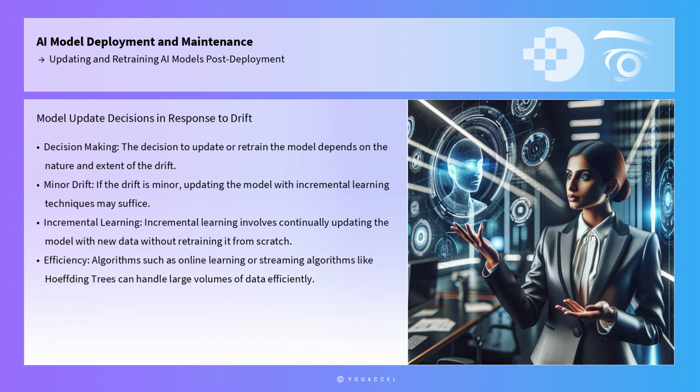Once performance issues are detected, the decision to update or retrain the model depends on the nature and extent of the drift. If the drift is minor, updating the model with incremental learning techniques may suffice. Incremental learning involves continually updating the model with new data without retraining it from scratch. Algorithms such as online learning or streaming algorithms like Hoeffding trees can be employed for this purpose. These methods are efficient and effective for handling large volumes of data without significant computational overhead.